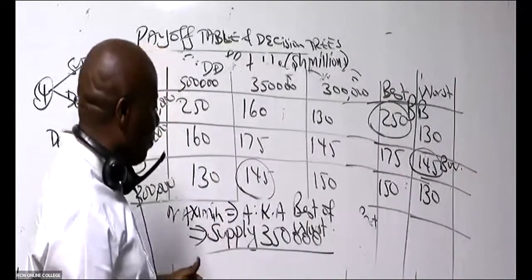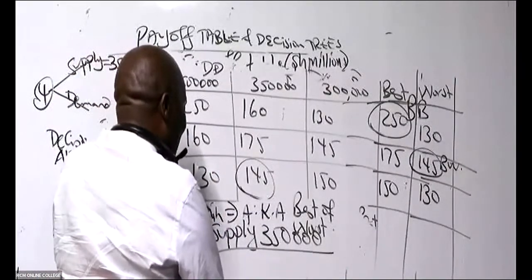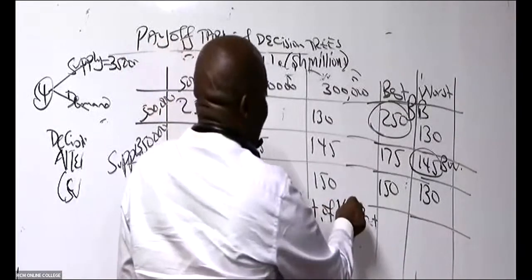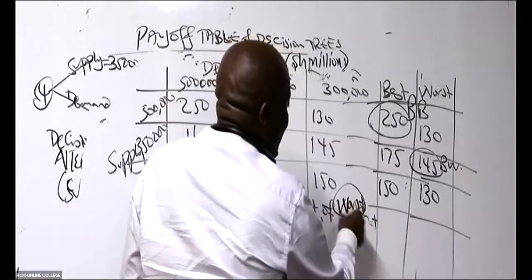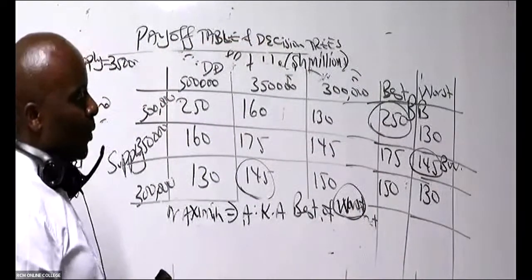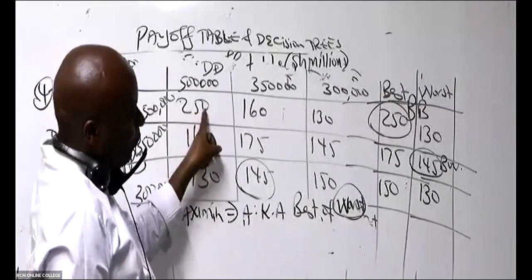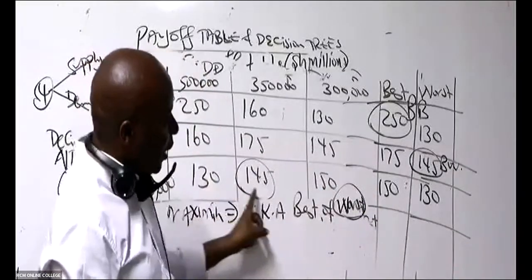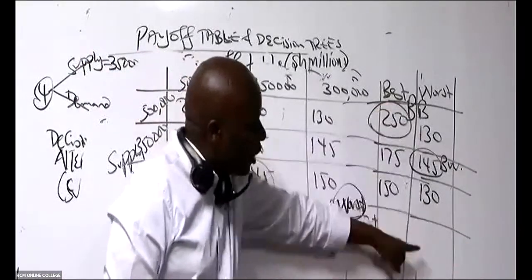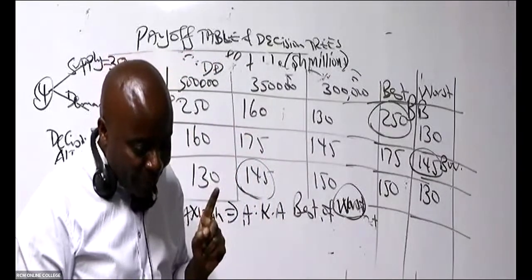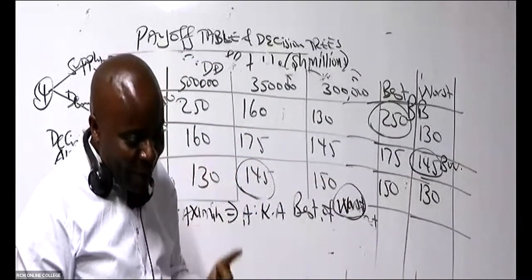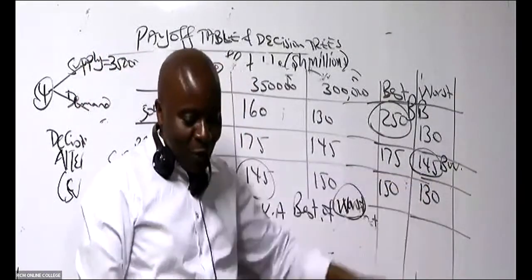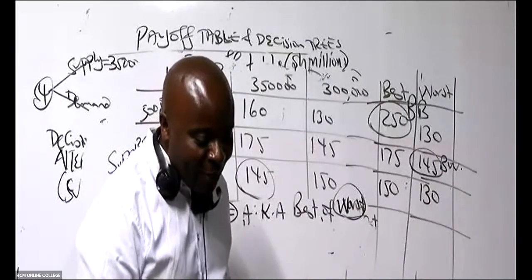So somebody wants me to repeat. Remember the moment you see max mini, max mini means what here? Best of the worst. And remember, for the best of the worst, you start with the worst. So the worst is the lowest profit. The worst here was 130. The worst here was 145. The worst here was 130. Among us the three, which one is the best of the worst? 145.